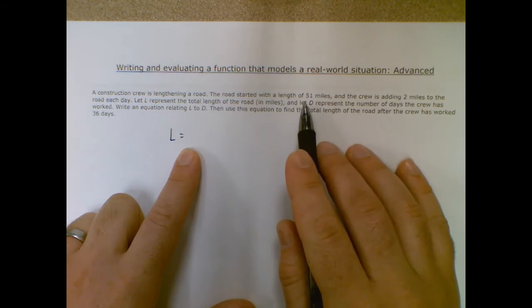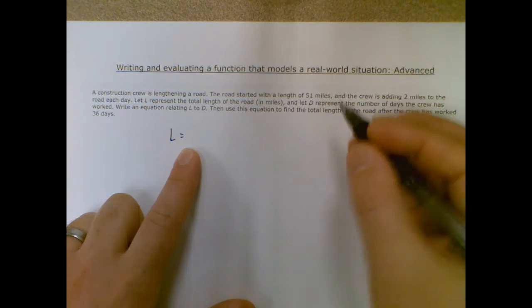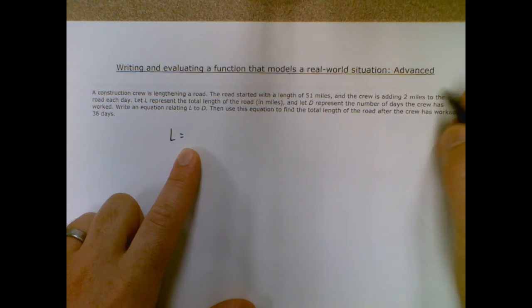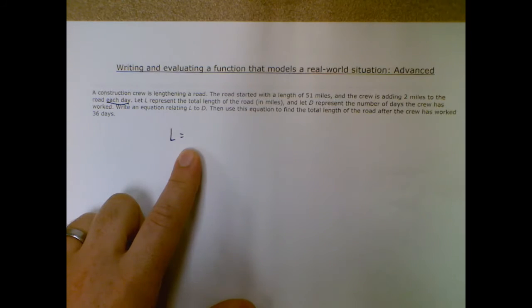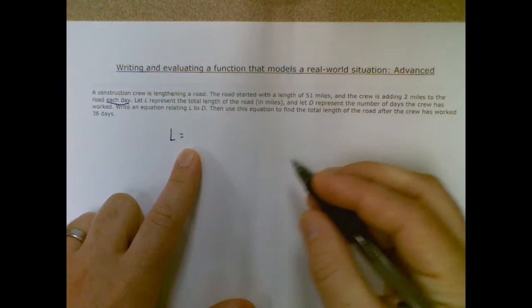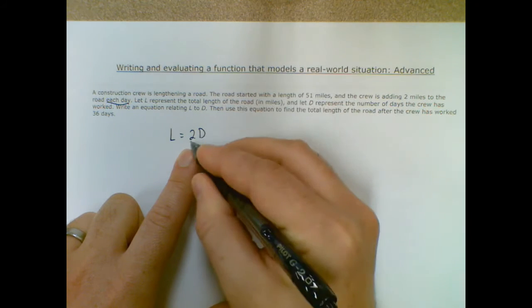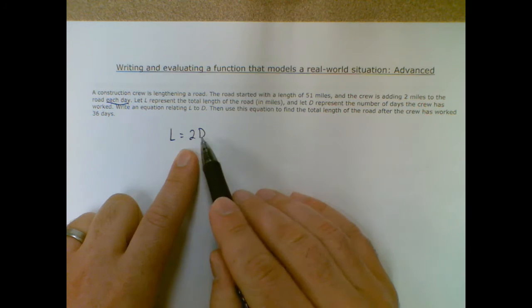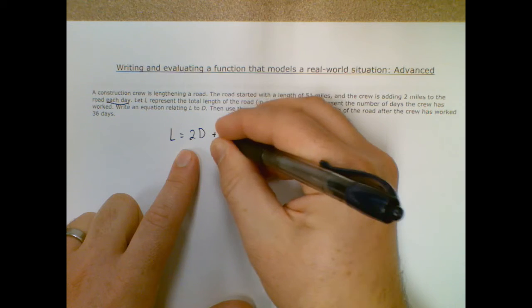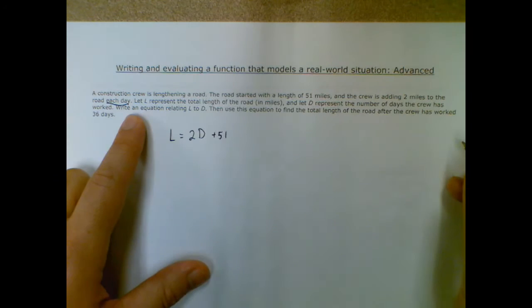So looking here, we start with a flat 51 miles, so that's my constant, and then I'm going to add 2 miles to the road each day, and that each day lets you know we're going to be doing some sort of multiplication here. So it's going to be 2D, so 2 miles per day. So at one day it'd be 2 miles, 2 days is 4 miles, 3 days is 6 miles. So we're going to be having that multiplication plus 51. And that's our equation here.